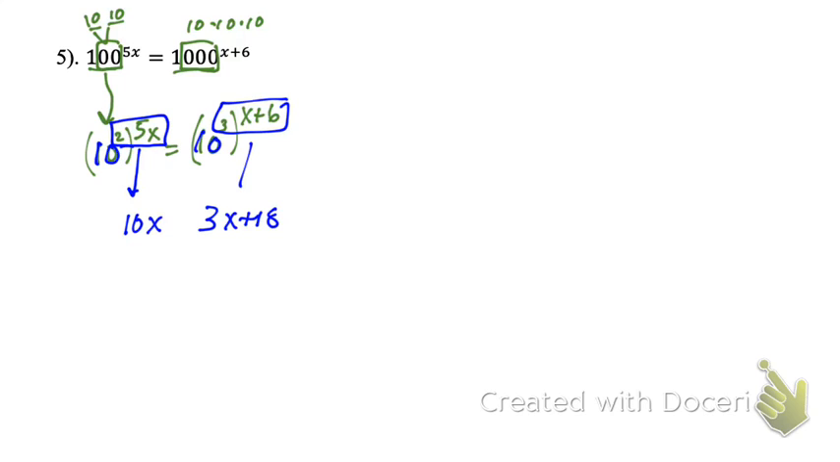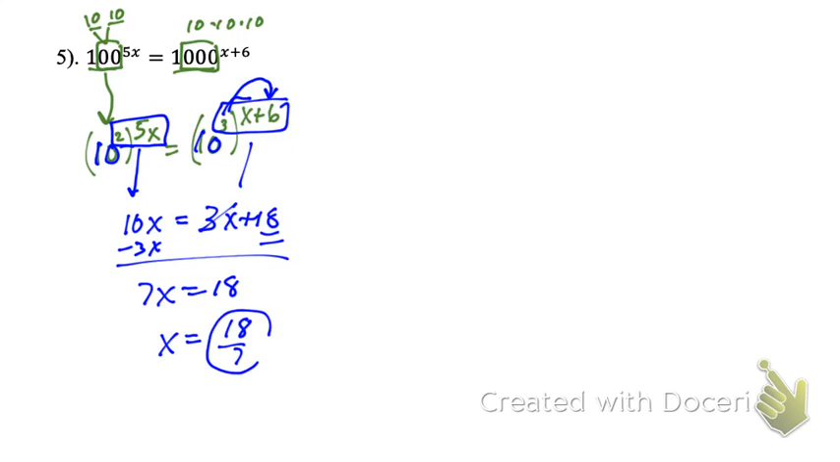Please don't get in a hurry. Make sure that you distribute and do that 3 times that 6 and get that 18. And then we just solve that. Subtract my 3x, pick on little guy. I get 7x equals 18. Always divide by what's in front of the variable. So I get 18 over 7. And you can just leave your answer like that. Don't make it a decimal. Don't have to make it an improper fraction.